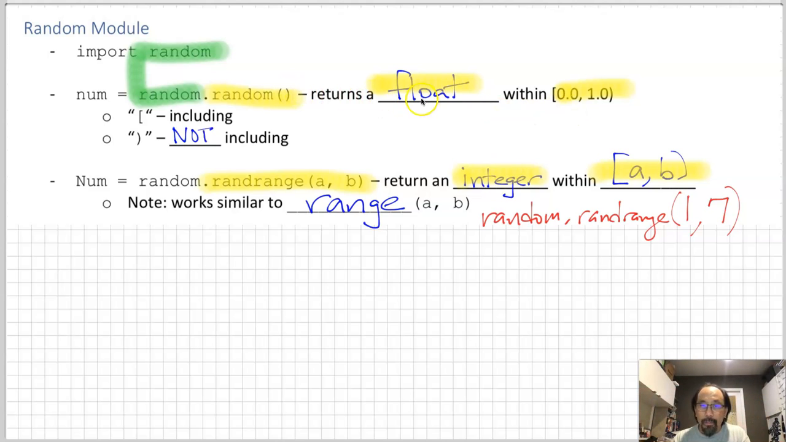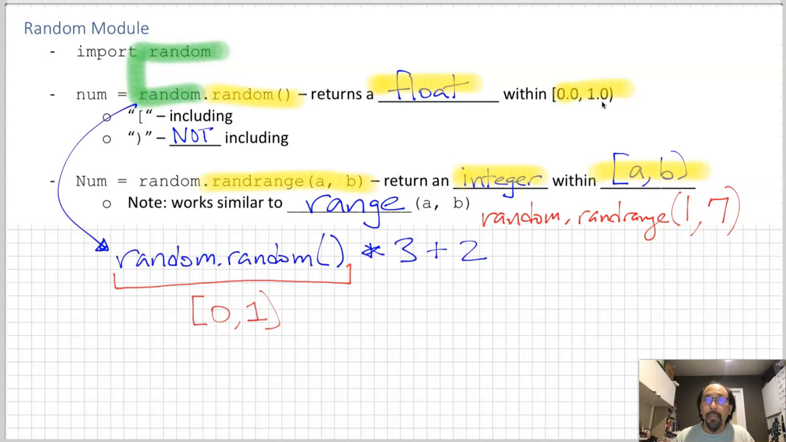But how about for floating point? This random function only generates numbers from 0 to 1. What if I want from, say, 0 to 100? What do I do? What I can do is some arithmetic on it. So this is what I mean. I could do some multiplication upon it. I could do some addition upon it.